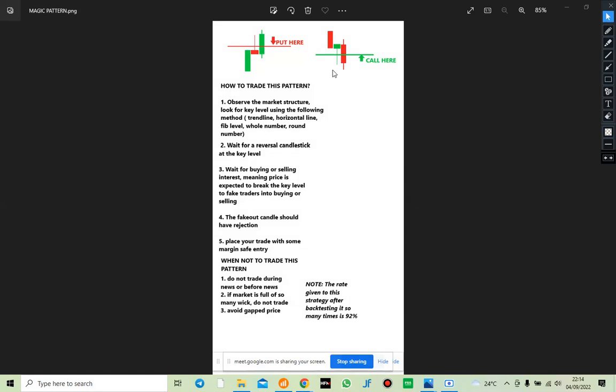Then the next thing is, avoid it if you're having so many doji. Okay, if there are so many doji, avoid something like that. I didn't include it. Then I said something about this note.